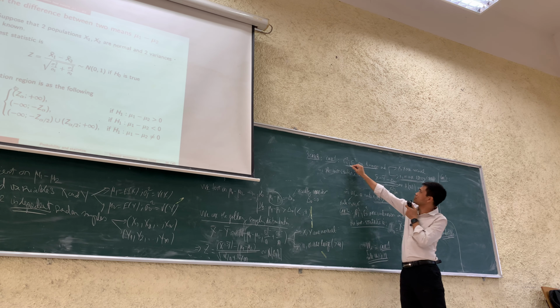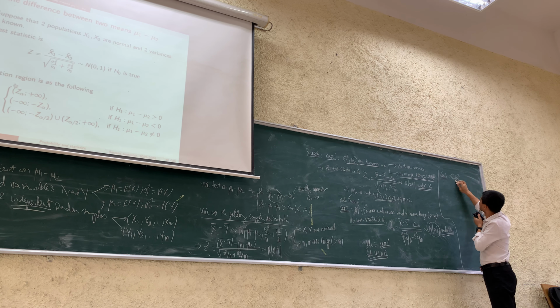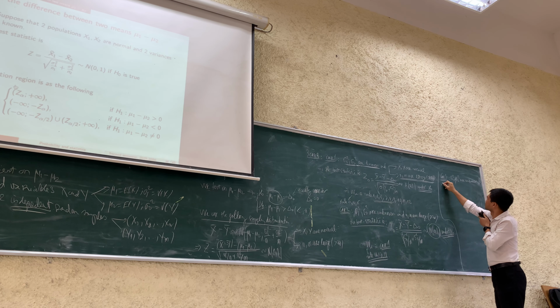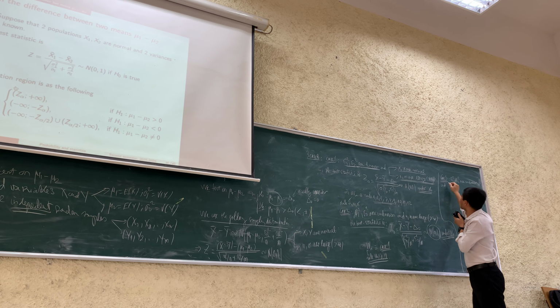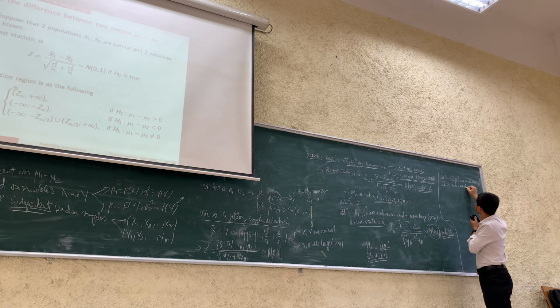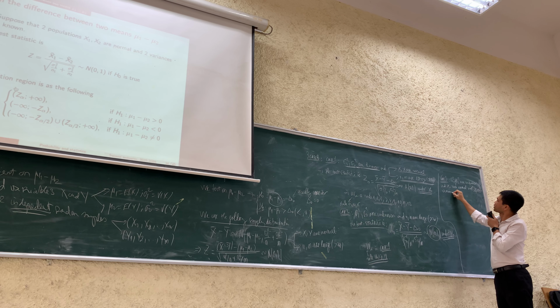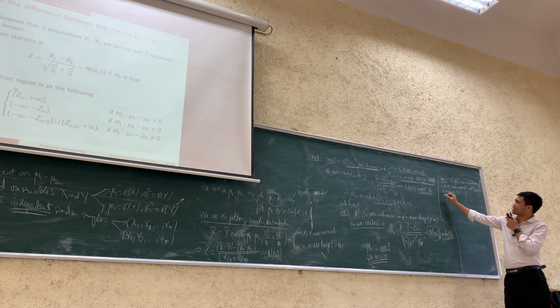Of course, sigma 1 and sigma 2 are unknown, and then x and y are normal, with equal variance, sigma 1 square equals sigma 2 square. Okay. So what is the statistic?